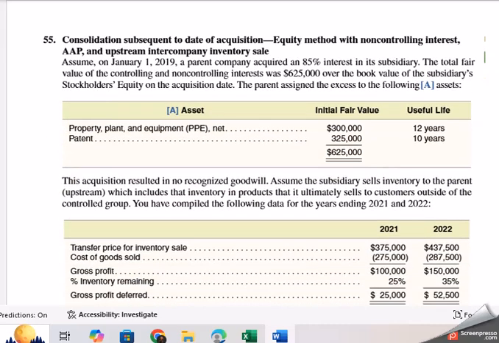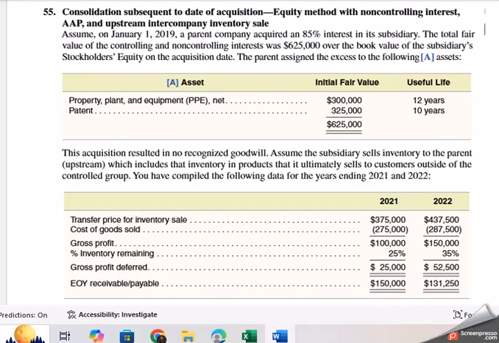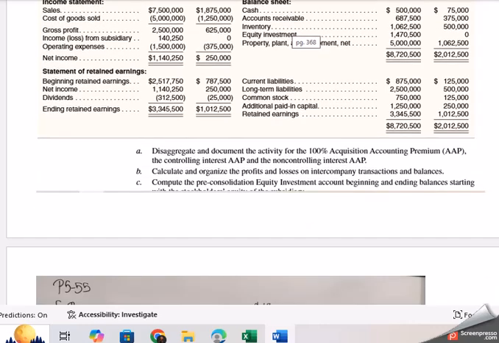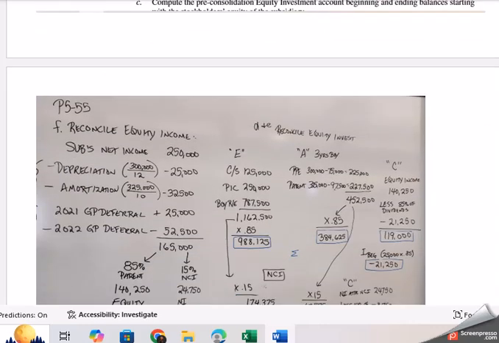All right, now we get into two big problems. So there's going to be intercompany inventory sales. The first one is going to be upstream, which means the NCI shares. The second one will be downstream, which means they do not share. We have acquisition accounting premiums that we are amortizing and depreciating over those useful lives. They give us the consolidated income statement, earnings, and balance sheet for each one. And then we come down.